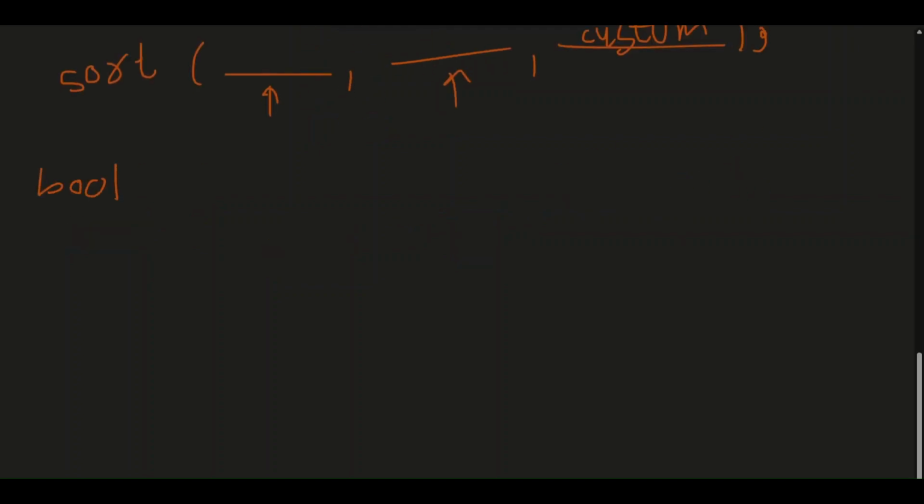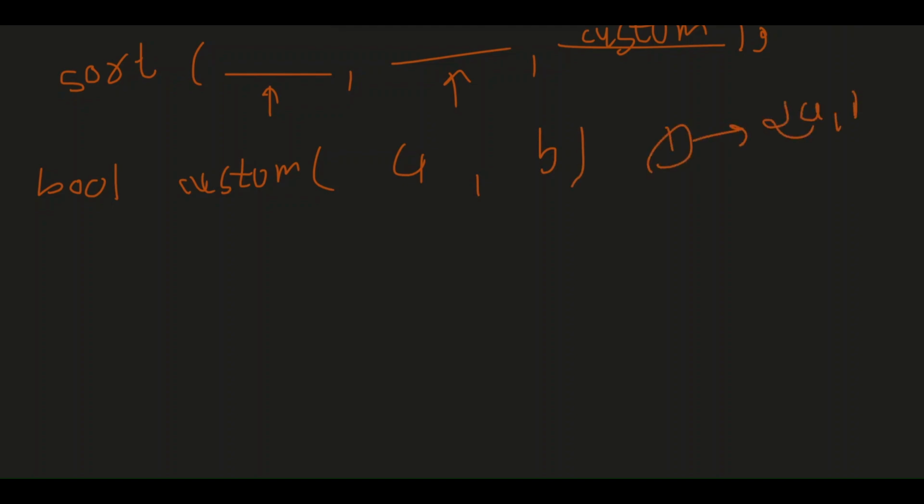In the custom function, it returns either 1 or 0. If we return 1, then the pair A and B remains the same. But if we return 0, then the pair is swapped: B comes first, then A.